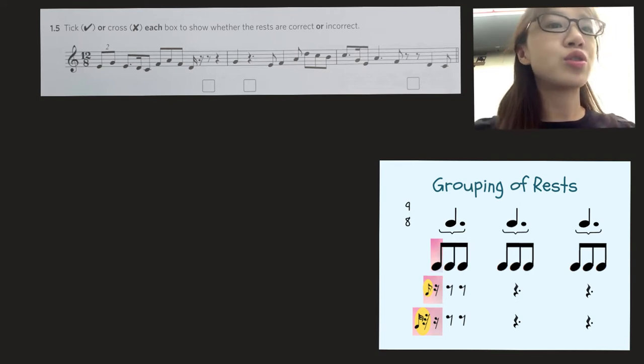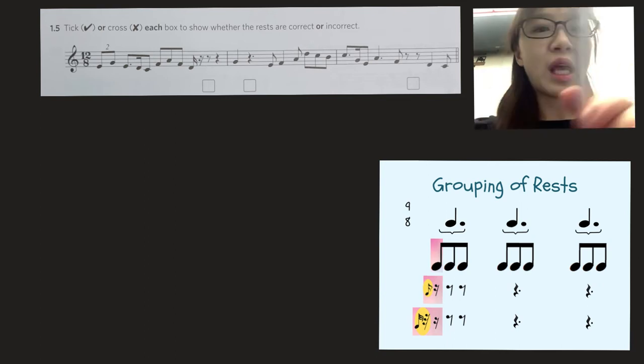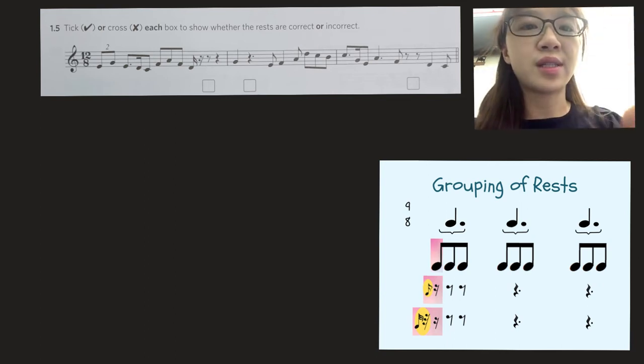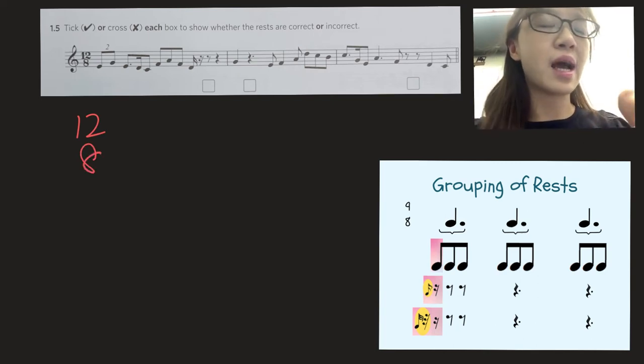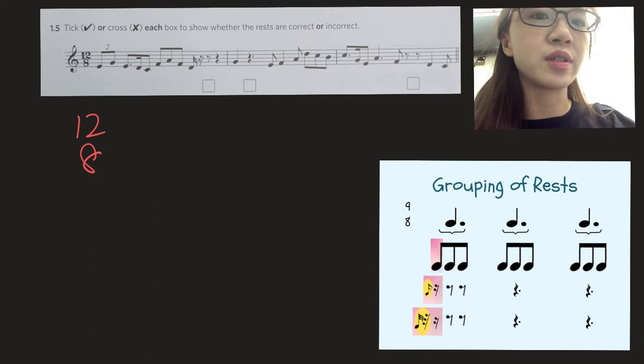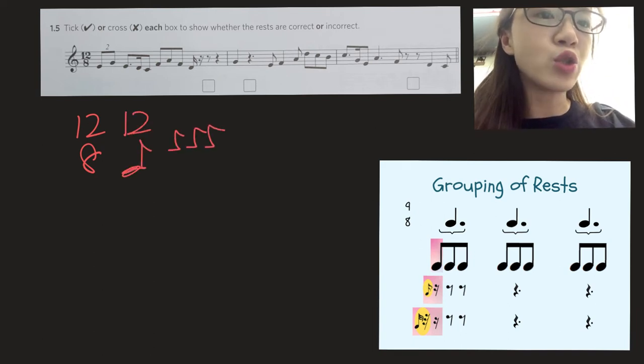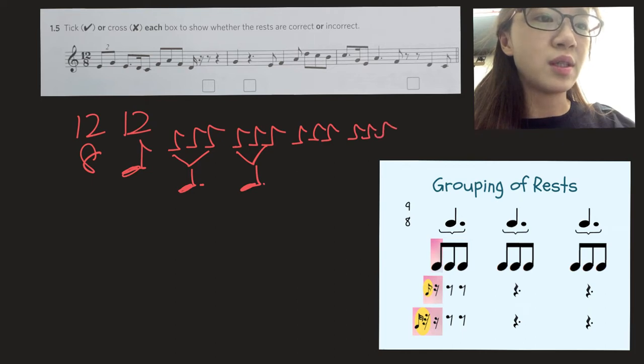For this question, students need to know whether the rests are put correctly. So 12/8, first thing we need to understand, 12/8. 12 is the number, 8 is the type. The type 8 means quavers. So there are 12 quavers. When you have 12 quavers, every 3 quavers give you 1 dotted crochet. So this is what you need to understand before you start doing the question. This is 1 dotted crochet and this is 1 dotted crochet.